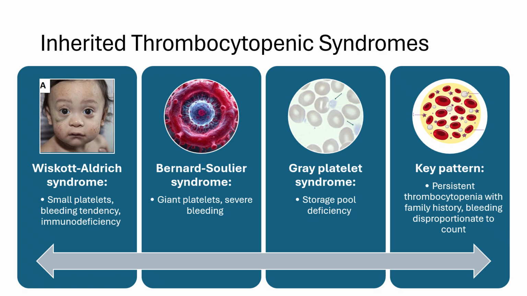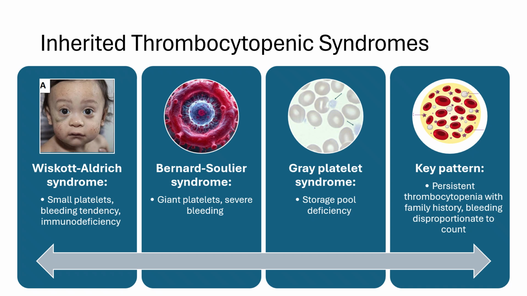This X-linked condition combines severe thrombocytopenia with immunodeficiency and eczema. The underlying defect in the WAS protein disrupts cytoskeletal organization, leading to both platelet dysfunction and T-cell abnormalities. These infants face significant bleeding risk alongside recurrent infections and autoimmune complications.